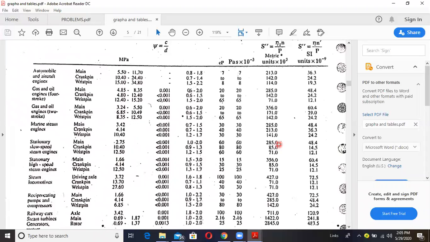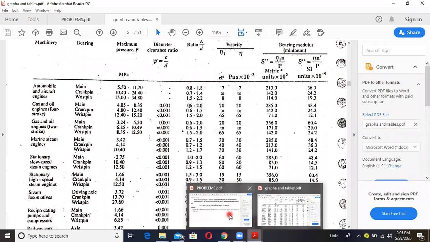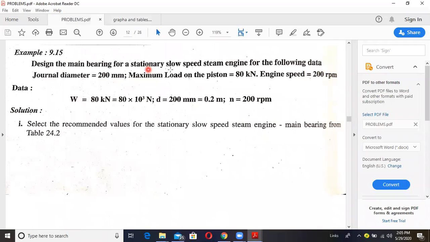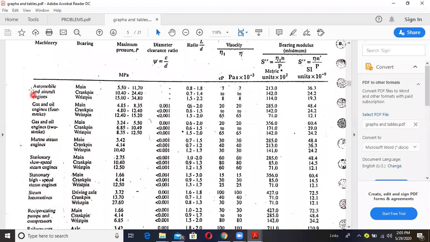First we have to see in the first column for which application we are going to design a bearing. In the question they say you are going to design a bearing for a stationary slow speed steam engine. See the first column where we have that application. In the fifth row we have stationary slow speed steam engines. So now we have got that application.